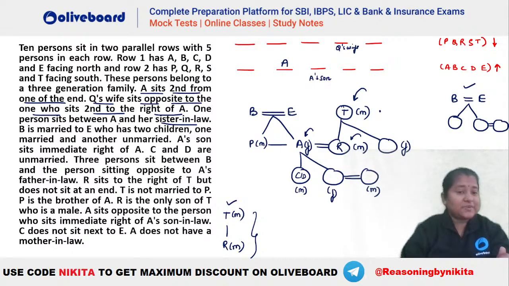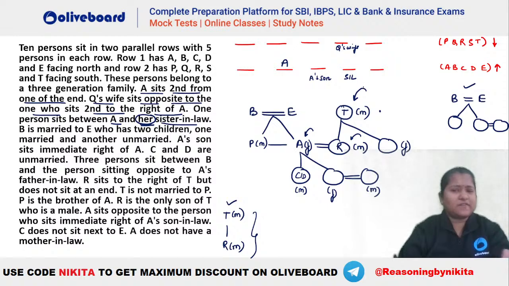One person sits between A and her sister-in-law. Okay, so you can see there is only one person between A and her sister-in-law. So her has been used for A here. Okay, are we clear? So now you can see A is here. So one person between A and the A's sister-in-law. So you can see this person will be A's sister-in-law here. है ना, ये A का sister-in-law होगा.